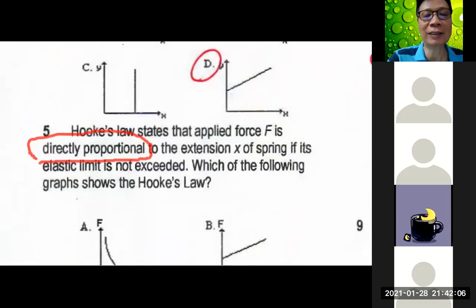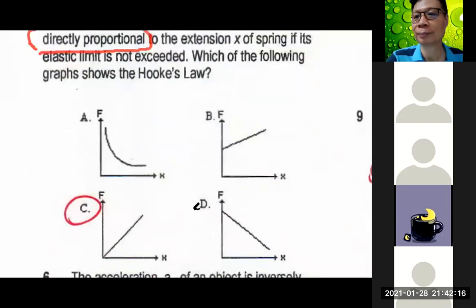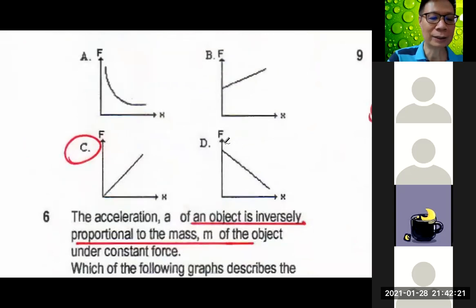5C, 5C. I see here got 2 of you keyed already. Jiahe, Isabel, Huiling, 5C. Everyone says C. Correct or not? Yes, correct. C lah. Directly proportional. Okay. Next is object is inversely proportional. Inversely proportional. So which graph is correct?